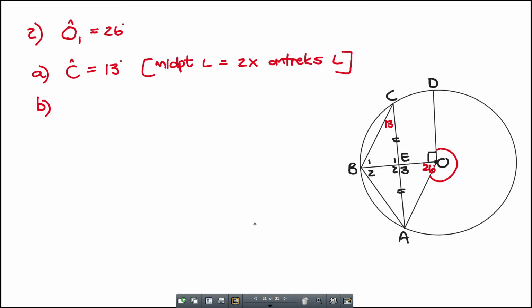But wait. So you're working with this as your midpoint. So you're going from D.